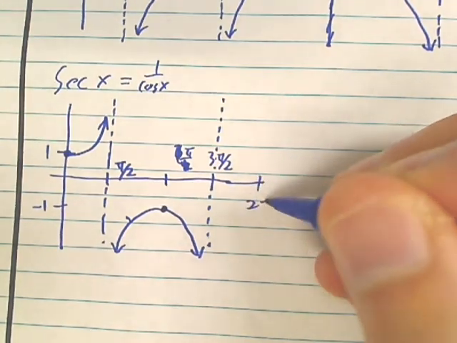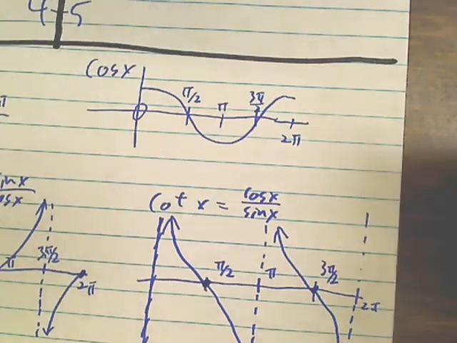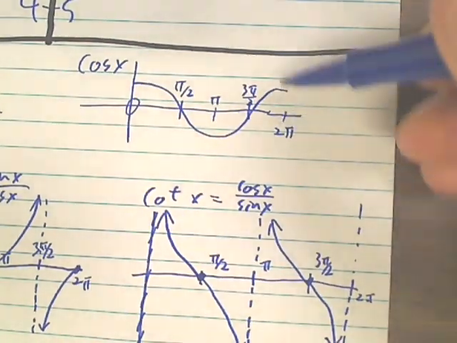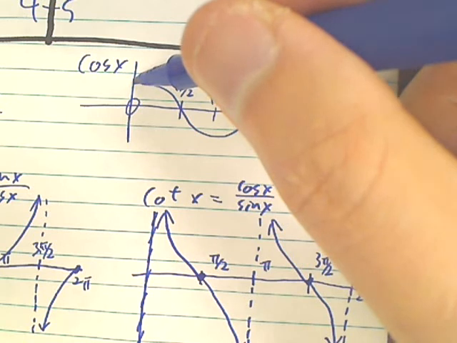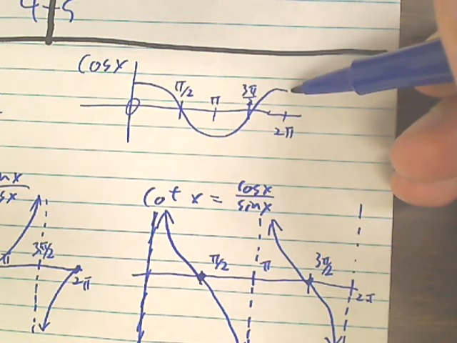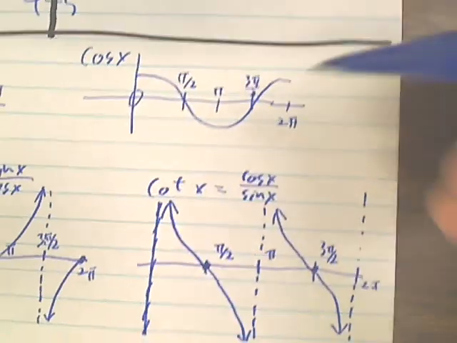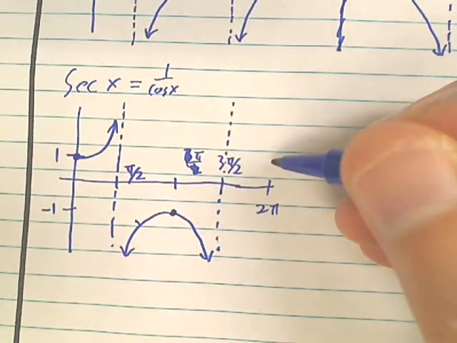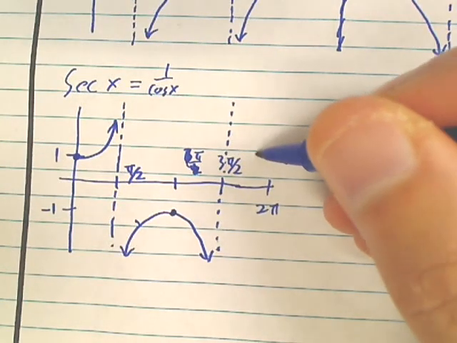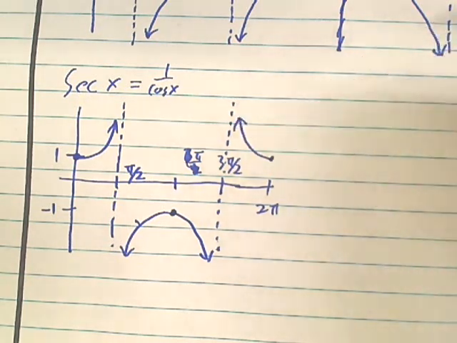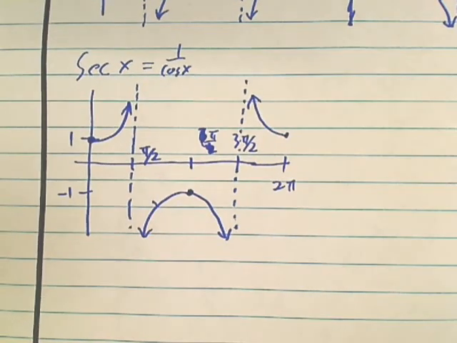Finally, at 2 pi, the value of the graph is again 1, like it was at 0. It's going to repeat. The period is 2 pi. So at 2 pi, it's 1, and 1 over 1 is 1. So there'll be a point right there at 1, and there is your graph of secant x. It's a little funky.